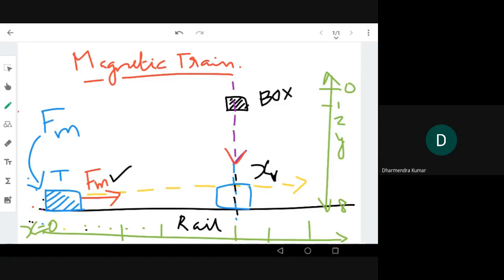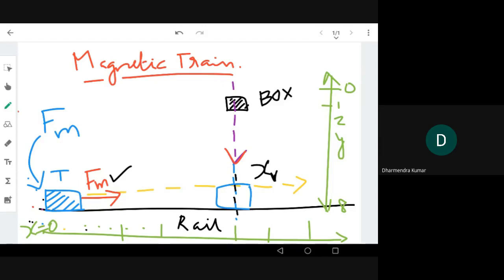Yes, Fm has to be manipulated accordingly so that your magnetic train is exactly below the box while it is falling to the rail or the ground. So you can visualize in your mind that you are giving some force F, and there may or may not be friction, so the magnetic train is sliding.